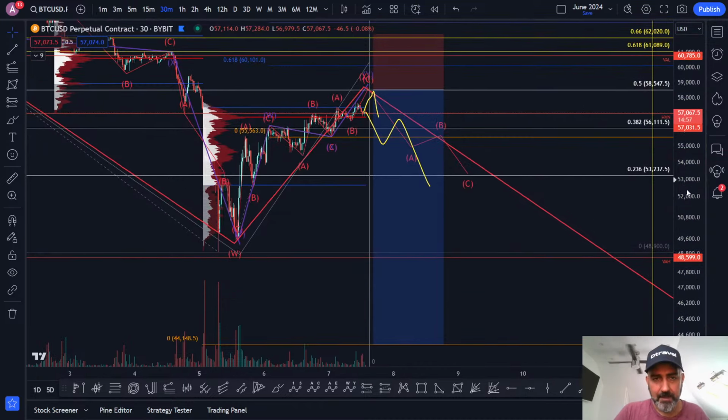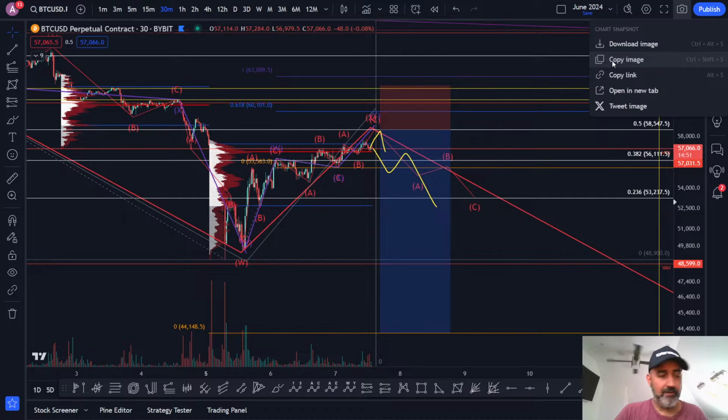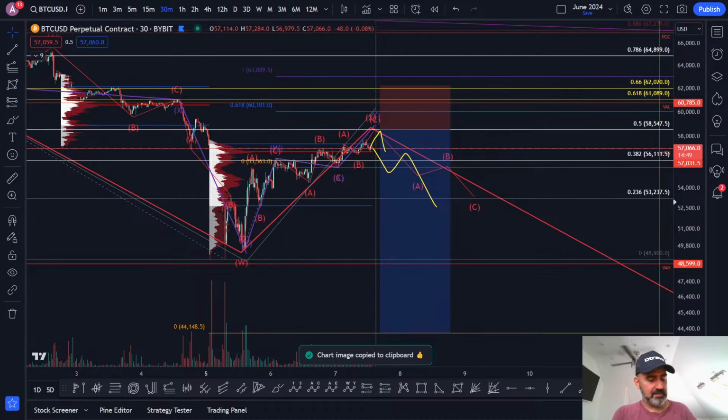I'm quite excited to take these trades today, if possible, if I get the opportunity to enter correctly. So I just sent that to David.